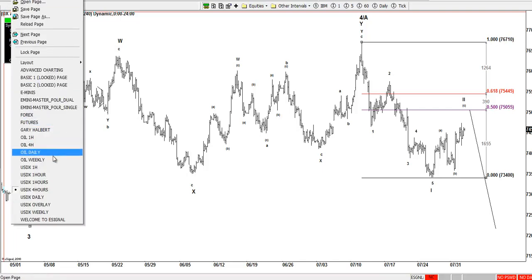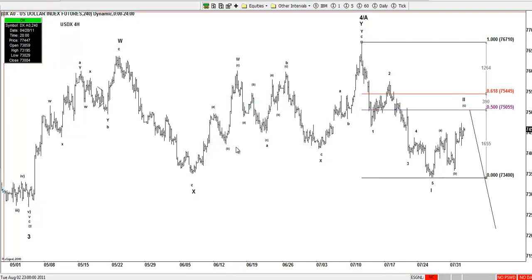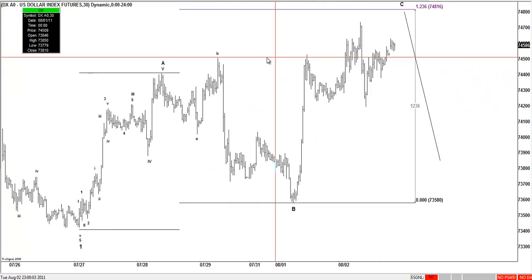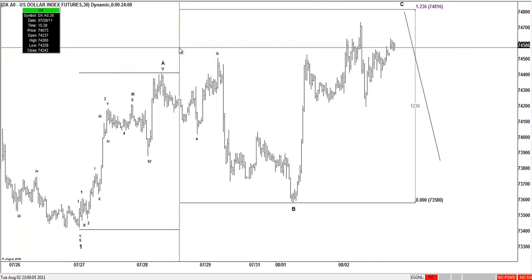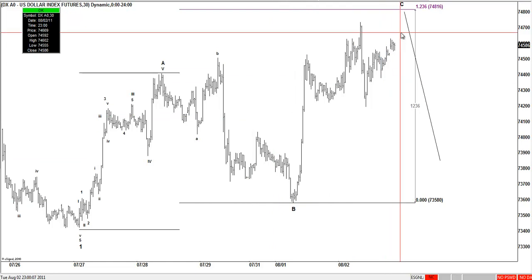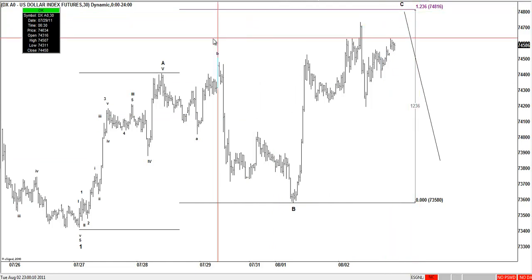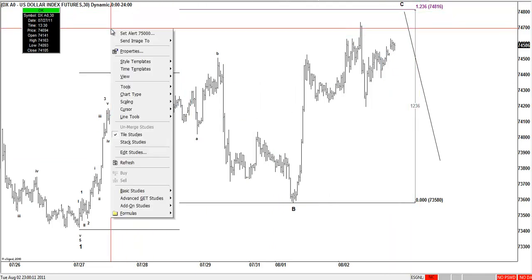Now let's take a look at the US dollar in the 1-hour. This is how it looks. Look, a flat B and going higher. I believe the 74.81 or 75 area could make it for the dollar.